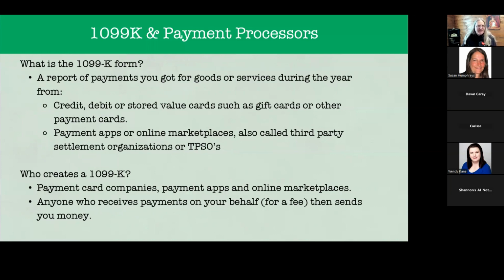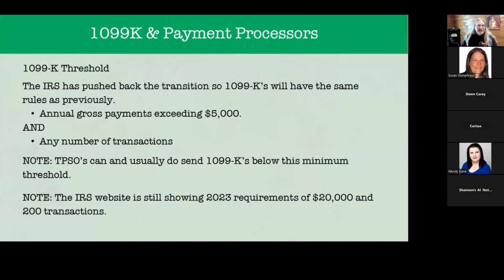And 1099-Ks are created by payment card companies, payment apps, and other online marketplaces. Anyone who receives payment on your behalf for a fee then sends you money. That's who creates that. So that is from the recipient's point of view, but as the people who create 1099s for our clients, we need to understand what the recipient gets as far as the 1099-K, because the last thing that we want to do is include any payments on a 1099-NEC that are also included on a 1099-K. I've got a story for that coming up. The IRS does not have any of the 2024 rules for the 1099-Ks on their website.